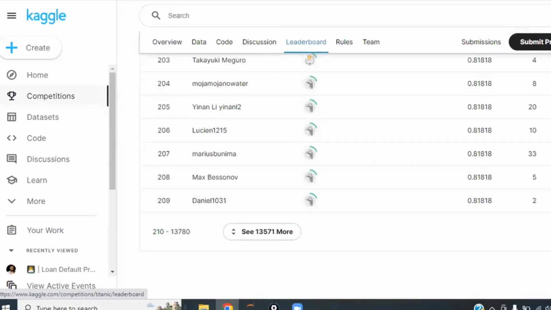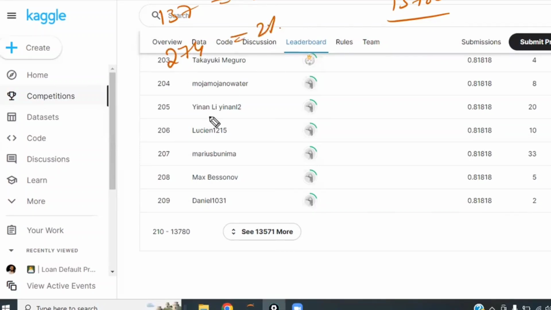So you can see here, that's 13,780 overall. If you are in the top 137, your rank is equal to 1 percentile. If you are in the top 274, then you are in the top 2 percentile. According to that, 3 percentile, 4 percentile.